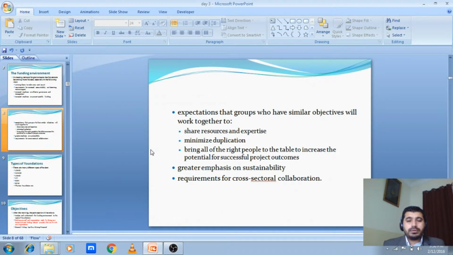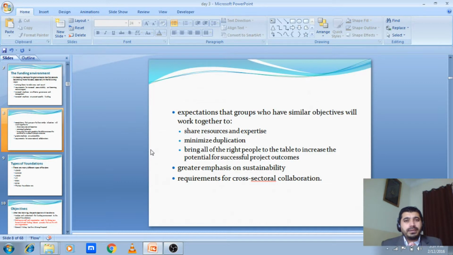Their expectations are also that groups who have similar objectives will work together. And by that I mean that such funding organizations expect you to share resources and expertise so that you can reduce duplication and bring the right people to the right place and work together as a team.